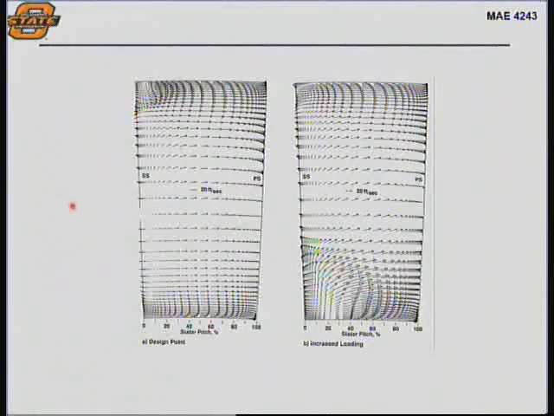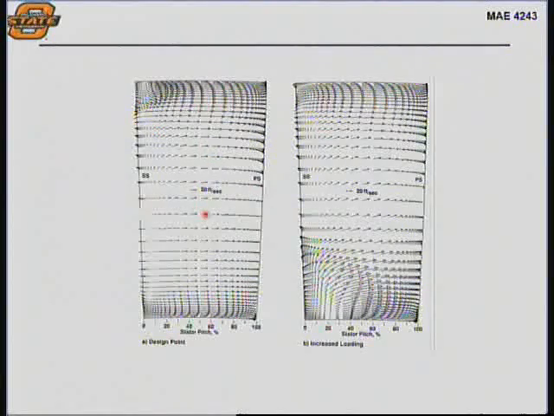This is CFD results, and it just kind of hammers home the point that when you have increased loading, you're going to have increased secondary flows. So in this case, you've got to look at flow coming out of the page, and this is the suction side of one blade and the pressure side of the adjacent blade. Flow is coming out of the page. What you see are the velocity vectors, okay, in the theta-r plane. You don't see the velocity vectors coming out of the page.